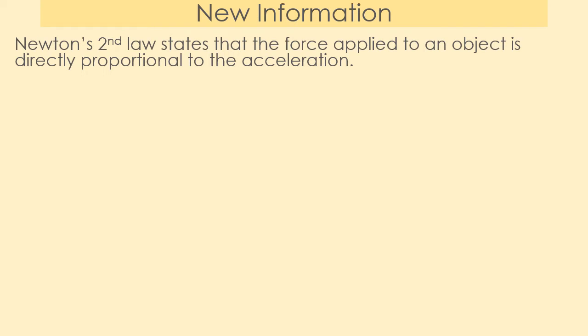So we're going to look at some new information. Newton's second law, named after Isaac Newton, that great British physicist, states that the force applied to an object is directly proportional to the acceleration. What we mean by that is that if I apply a force, it will accelerate at a certain rate. If I double the force, the acceleration will double.